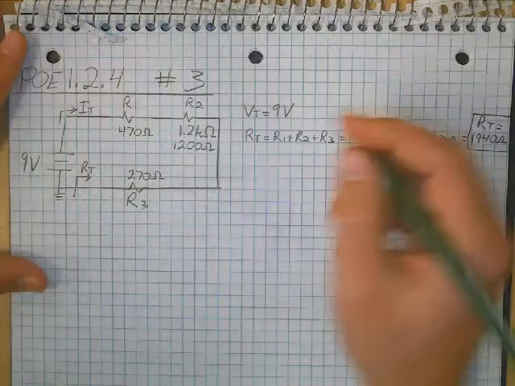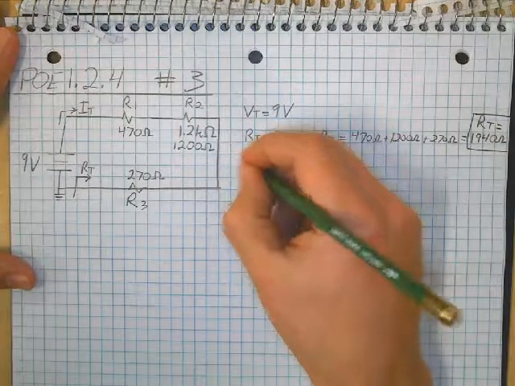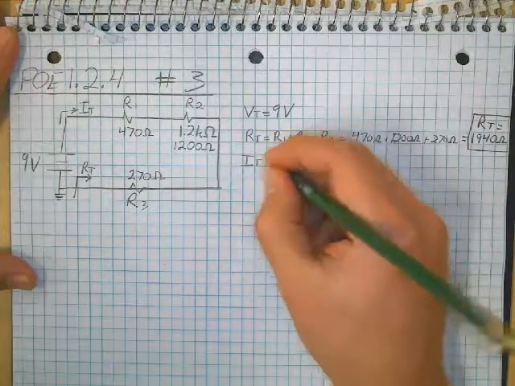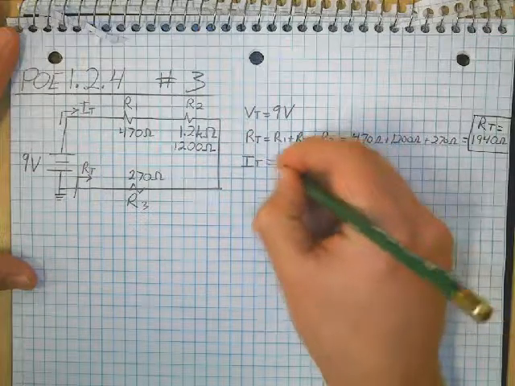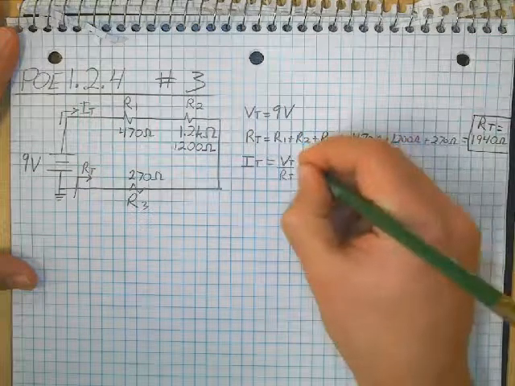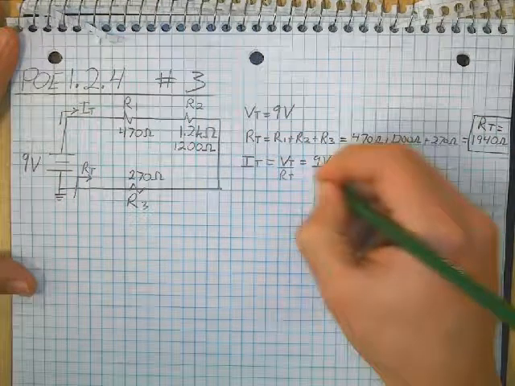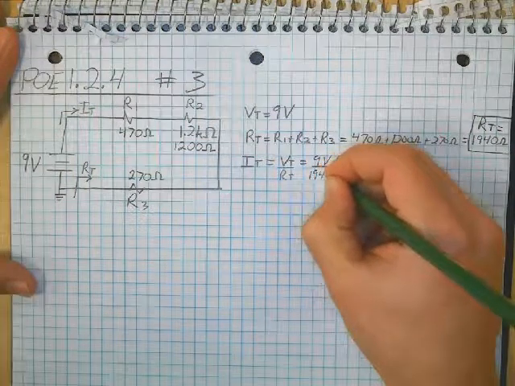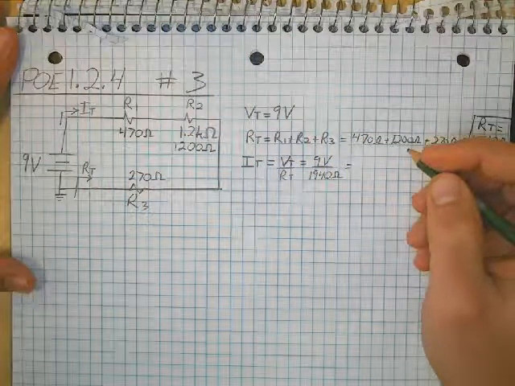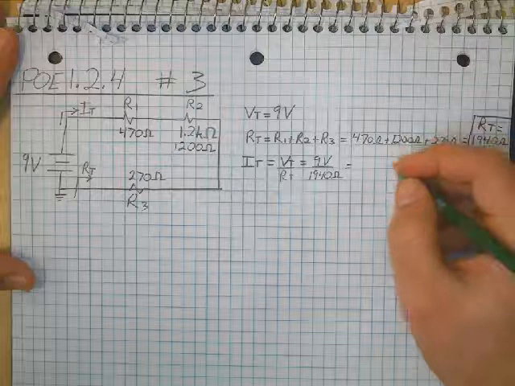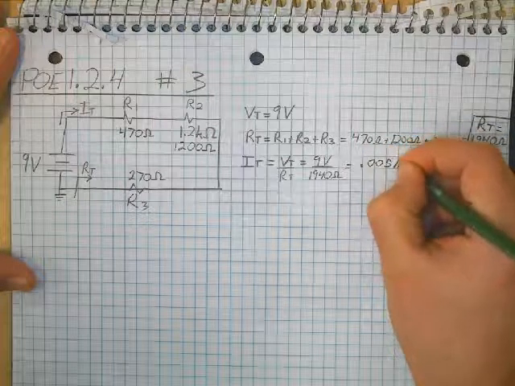Now that we have total voltage and total resistance, we can just use Ohm's law to find our total current. So that'll be our VT divided by RT, which will be 9 volts divided by 1940 ohms, and that will give us an IT of 0.005 amps.